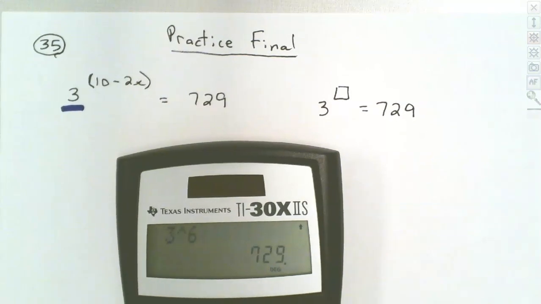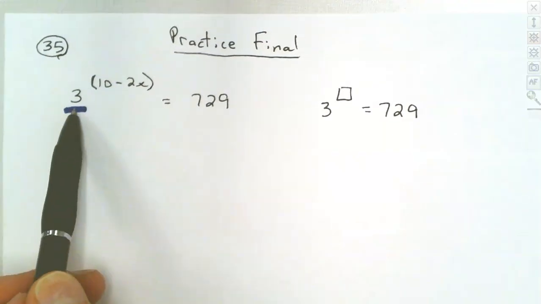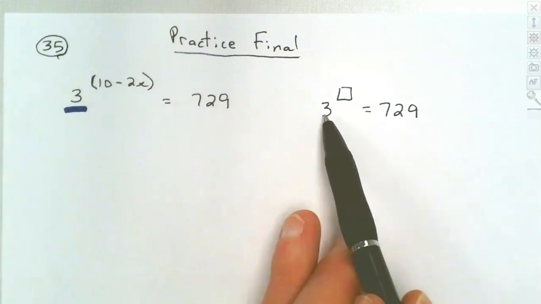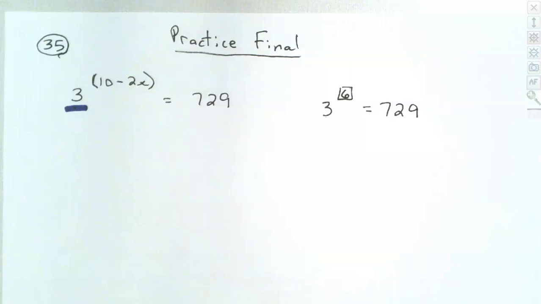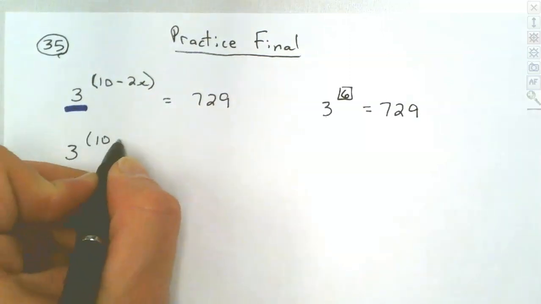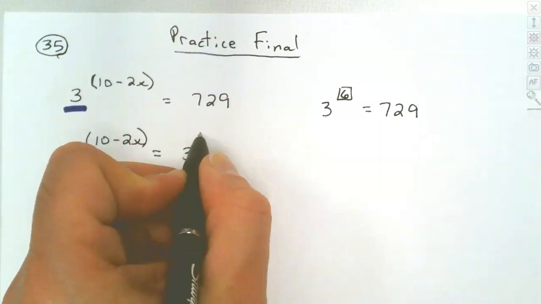729. You see how I just worked it out? So you know what base you're going to be using because you look at the smaller number and you can't break 3 down. 3 is not going to break down. Had it been something like a 25, you'd have to rewrite it first as 5 squared. 3 can't be broken down. So then it's just a matter of figuring out 3 raised to what power is that 729? And that's a 6. So now we can rewrite this as 3 to the 10 minus 2x power, and that's going to equal 3 to the 6th.